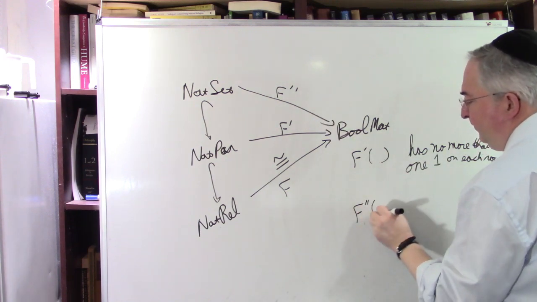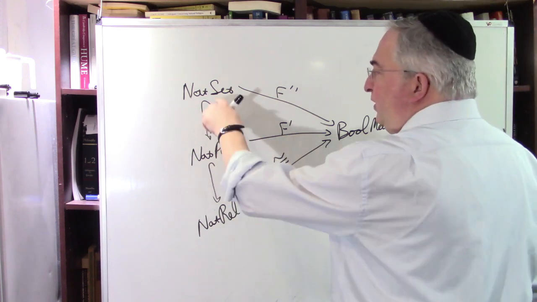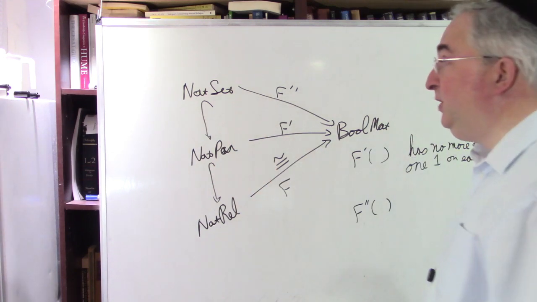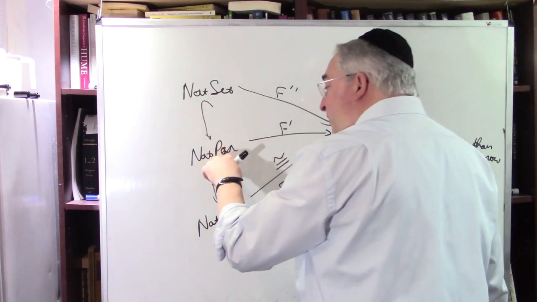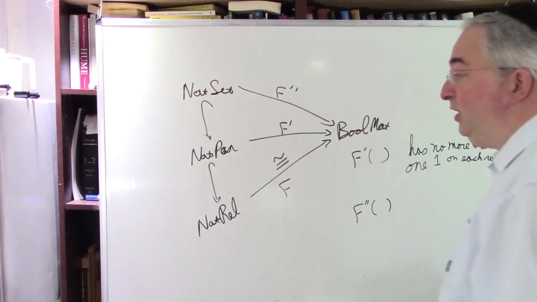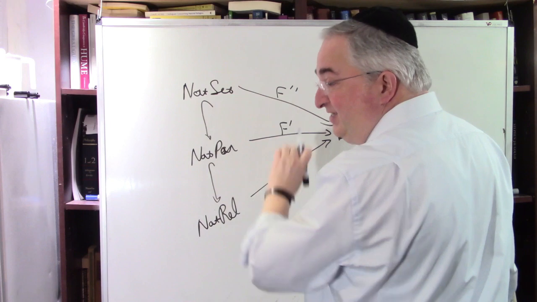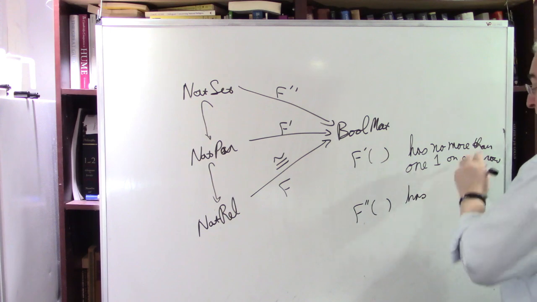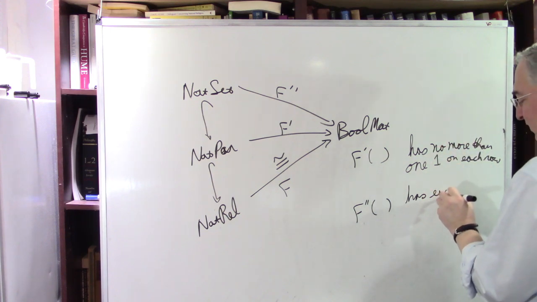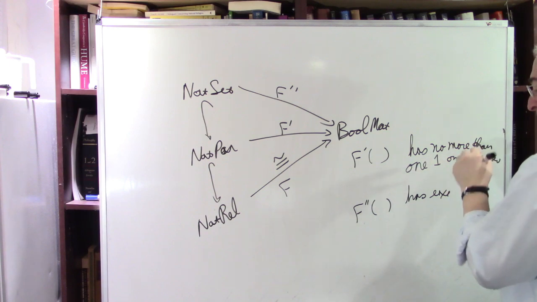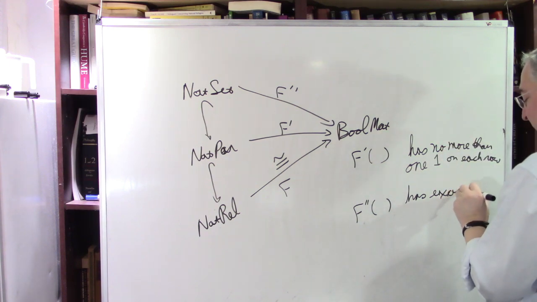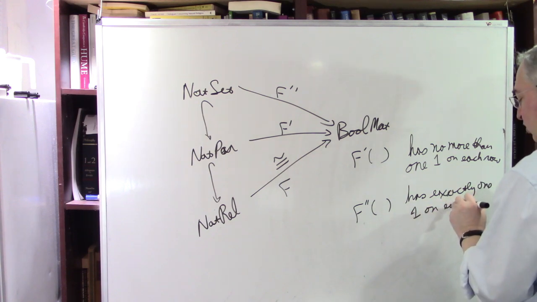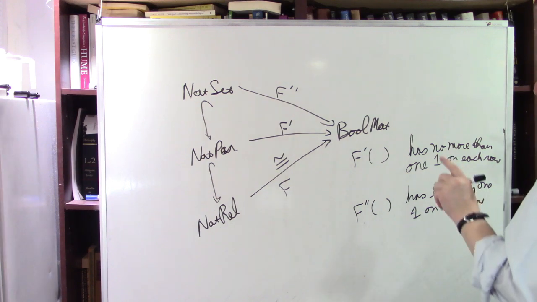F double prime. What's the difference between a partial function and a function? I told you Set should really be called Fun. What's the difference between a partial function and a regular function? Well, for a regular function, every input has an output. This need not have an output. So it has, not no more, has exactly 1 on each row. That's what a function is.